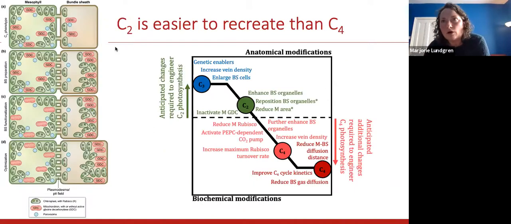And overall, the point I'm getting at here is that recreating a C2 phenotype in a C3 background is way easier than recreating a C4 one. So yeah, hopefully it won't be nearly as bad or as time and energy intensive as C4 engineering efforts.